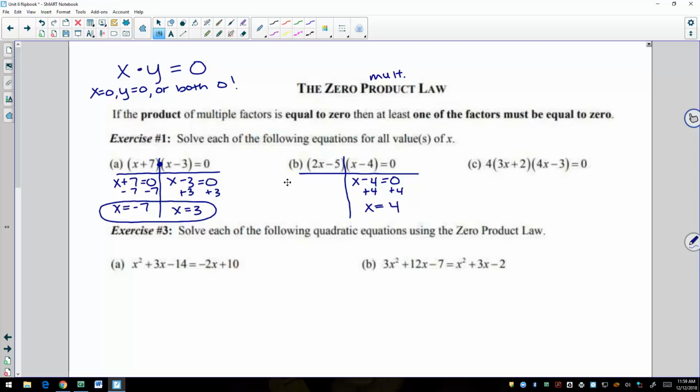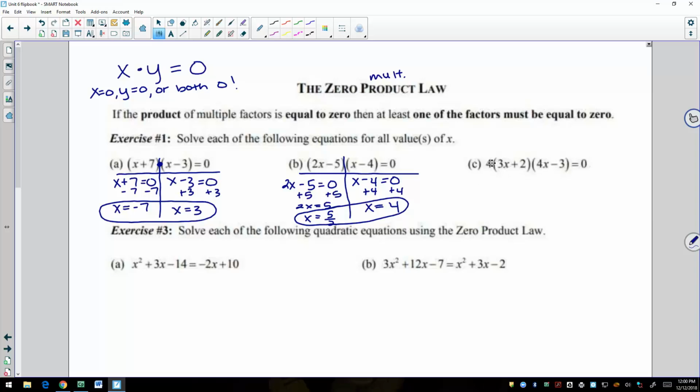This one, you might be able to do in your head, but because of that 2 out in front, it's not as easy to do in your head. So you're going to add 5 to the other side. And then, so you get 2x equals 5, you have to then divide both sides by 2. So you get x equals 5/2, otherwise known as 2.5, but I would just leave it as a fraction. So those are your two x's that give you 0 in that particular trinomial, which was factored into two binomials.